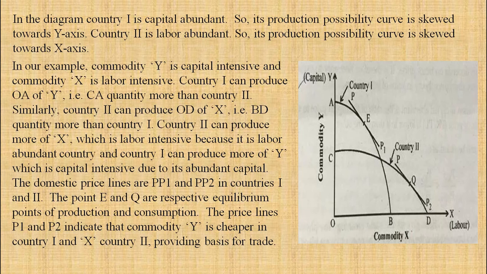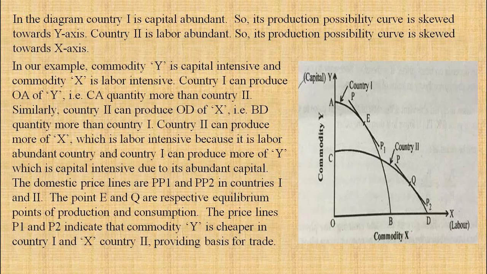Country 1 can produce OA of Y, that is CA quantity more than country 2. Similarly, country 2 can produce OD of X, that is BD quantity more than country 1. Country 2 can produce more X, which is labor intensive, because it is a labor abundant country, and country 1 can produce more Y, which is capital intensive, due to its abundant capital.